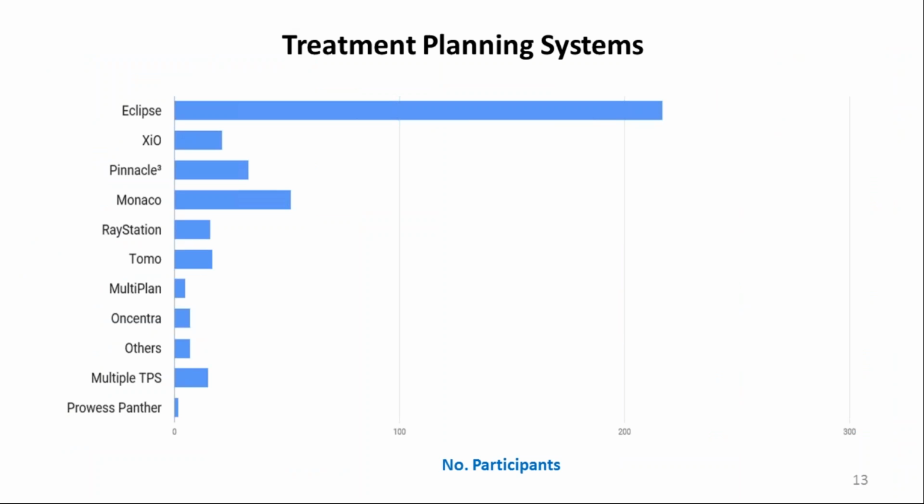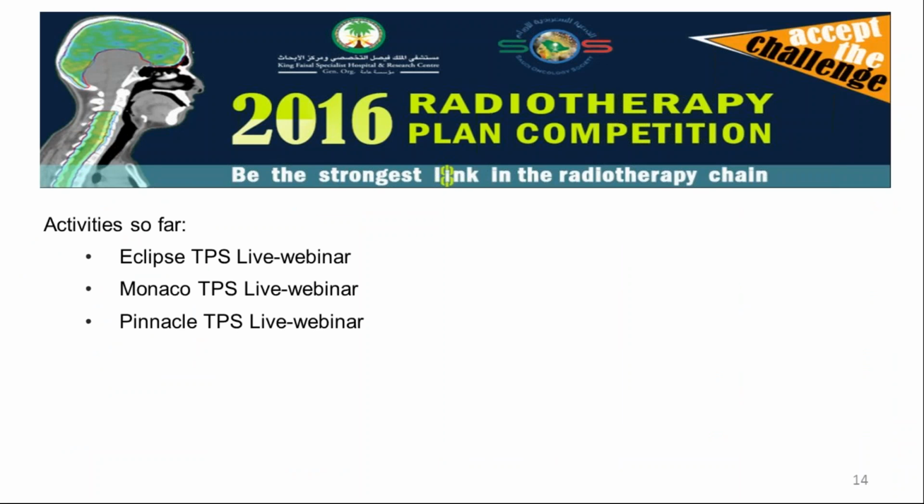From the treatment planning systems, the majority of the planners were using the Eclipse treatment planning system, some Tomotherapy, some RayStation, some Monaco, some Pinnacle, and so forth. Now, activities so far: we have the Eclipse treatment planning system webinar, we have the Monaco treatment planning system webinar, as well as Pinnacle. Today we are having the Tomotherapy webinar.